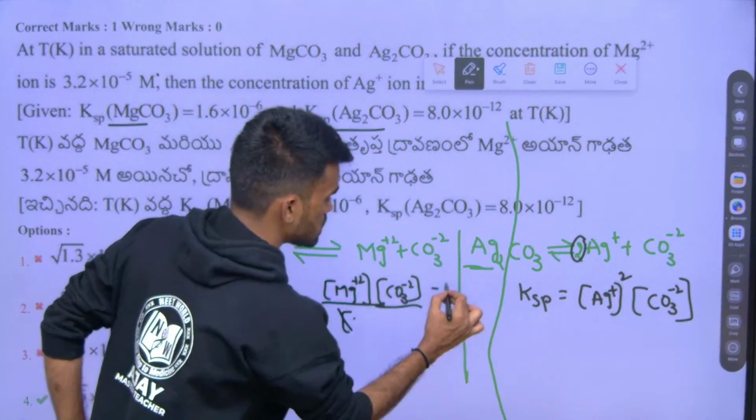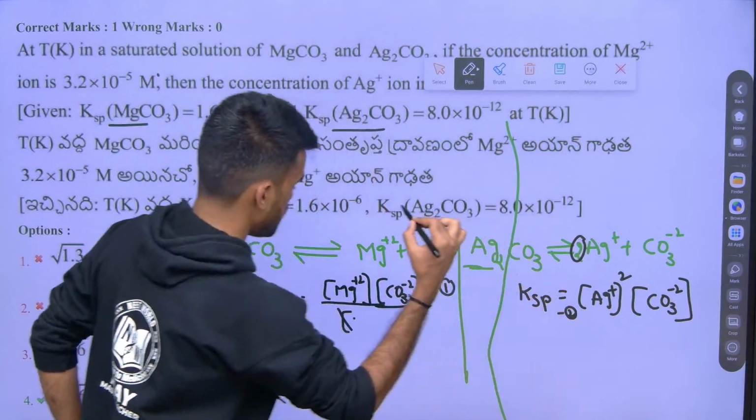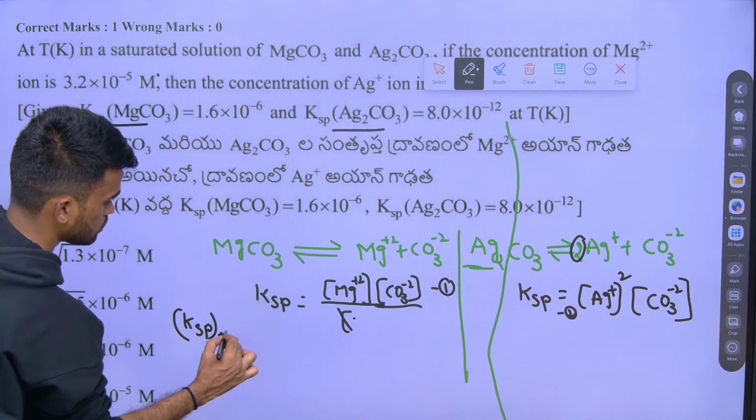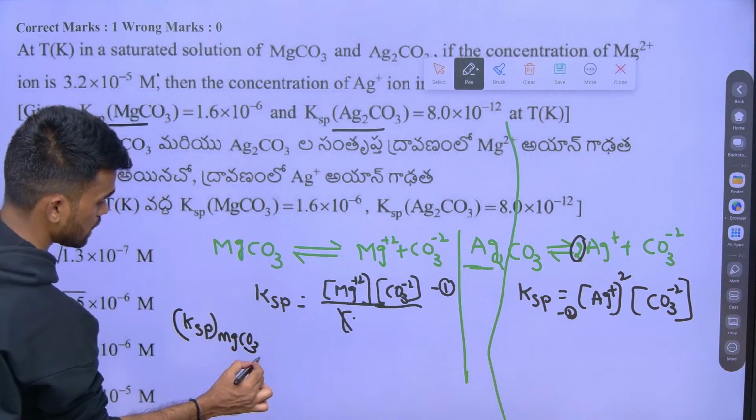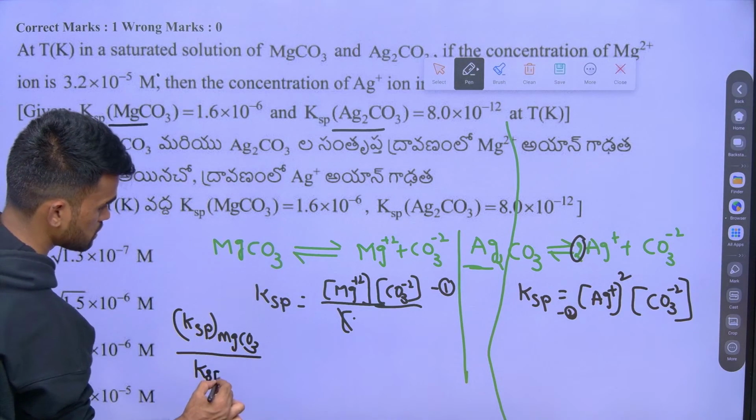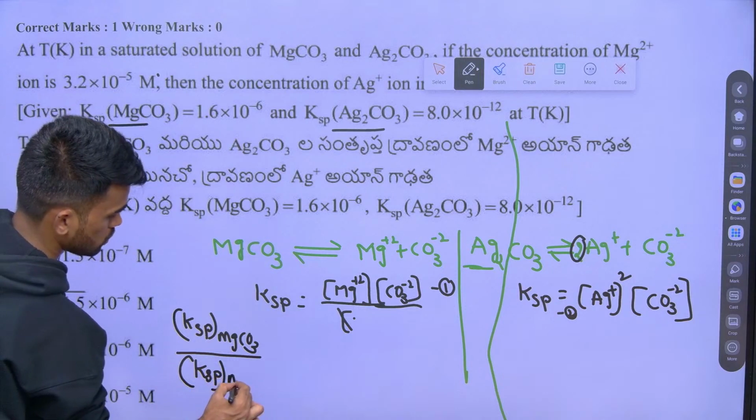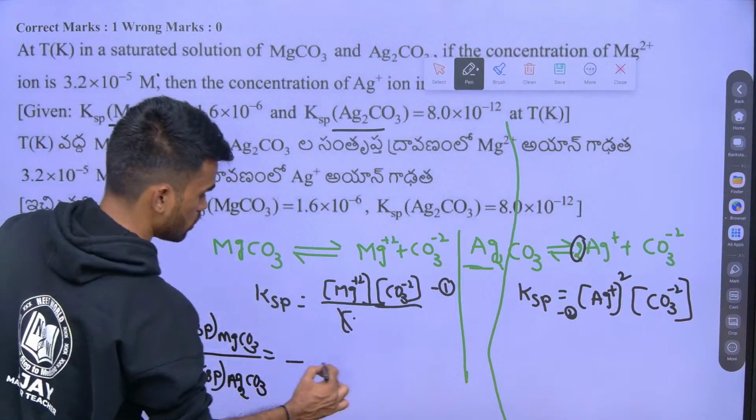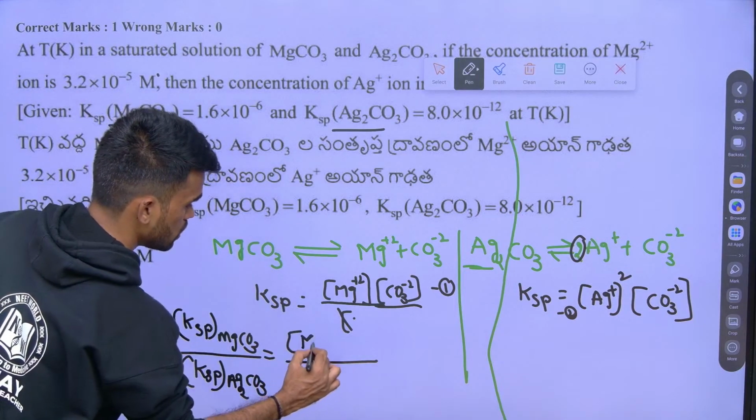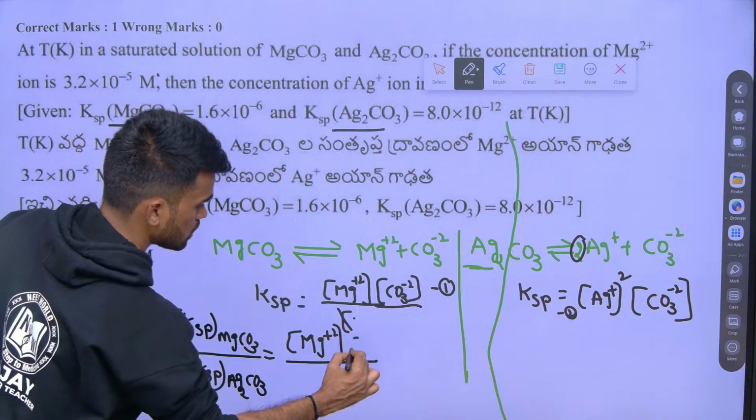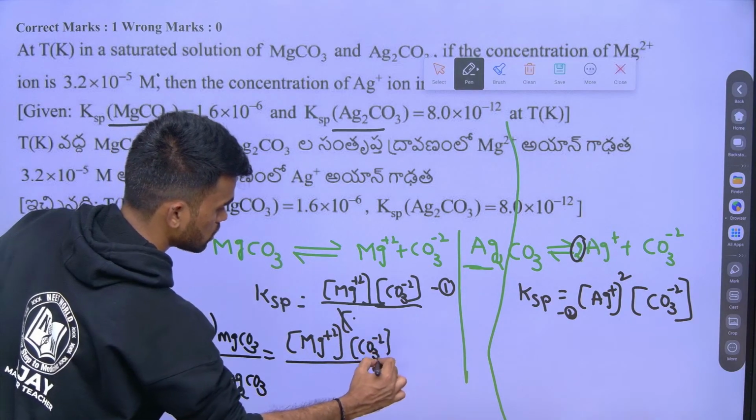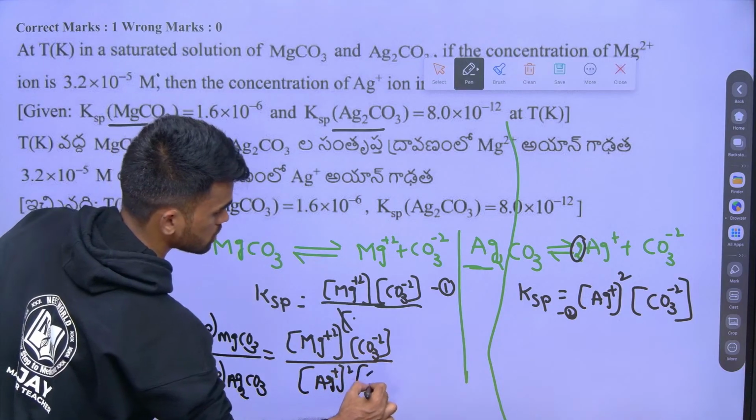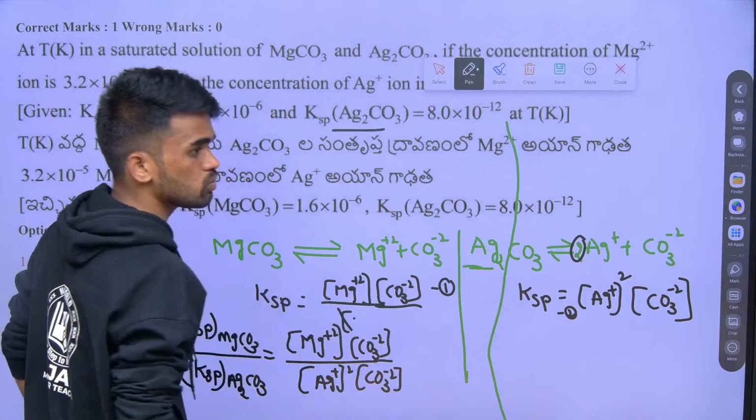Let us say this equation 1, this is equation 2. So now take equation 1 by 2. So KSP of MgCO3, look here very carefully, this is an interesting thing. KSP of Ag2CO3. If you understand this properly, then you can do all the things from this particular equation. So Mg plus 2 concentration into carbonate ion concentration, by Ag plus square into concentration of CO3 minus 2. This is what we need to take here.